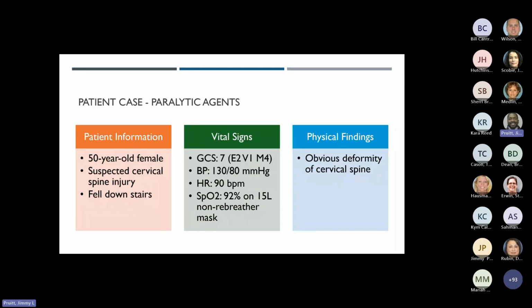So we're going to move forward to our paralytic agents. I forgot I put most of the studies in the back end of this. But our next patient is a 50-year-old female with a suspected surgical spine injury. She fell down the stairs. She had a GCS of 7, blood pressure is 130/80, heart rate is 90, SpO2 is 92% on 15 liters. And again, another obvious deformity of the cervical spine.